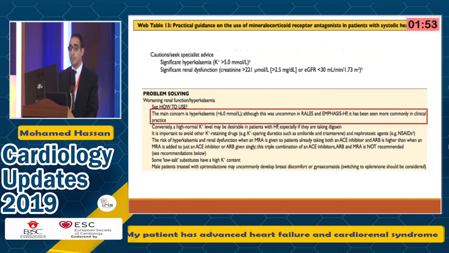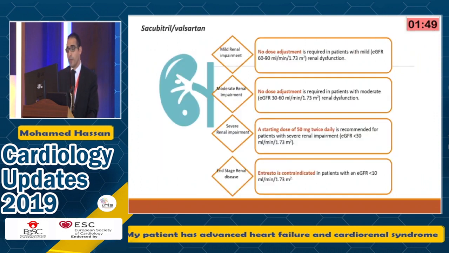What about sacubitril valsartan? We know that there is no dose adjustment. You can use it even in the presence of renal dysfunction. It's contraindicated if the GFR is less than 10. But in patients with severe renal dysfunction, just start with a lower dose, 50 milligrams twice daily, and up-titrate gradually with careful monitoring of kidney function and serum potassium.